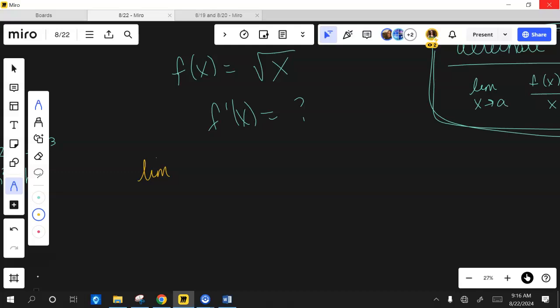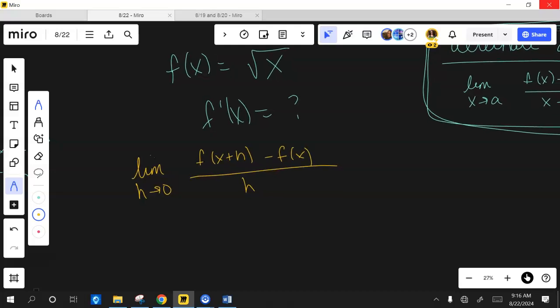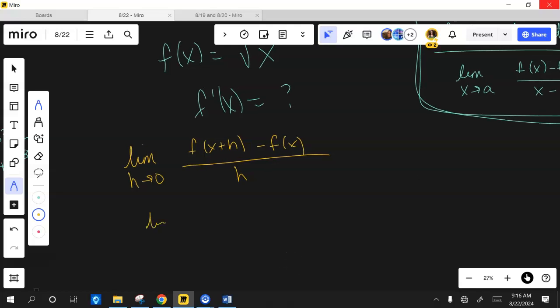Anytime I ask you for the derivative, it's the difference quotient. The limit as h goes to 0. Okay. F of x plus h is the square root of x plus h minus the square root of x, sorry, over h. This is what I got.